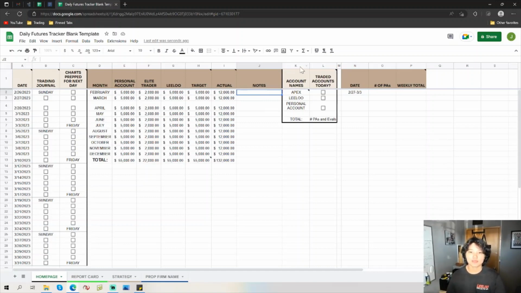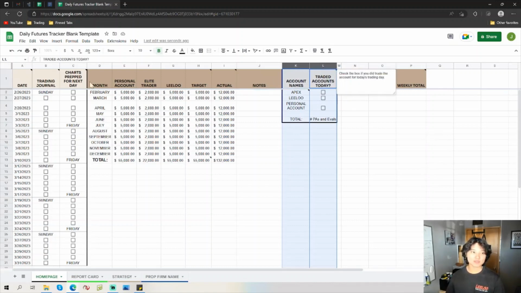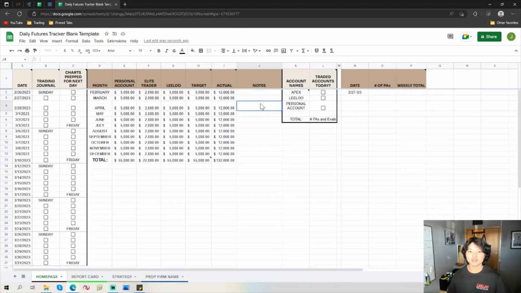And then K and L is going to be actually a daily thing. So I wanted to keep these two together, but I like the change in color to kind of pop it out a little bit more. But pretty much, yeah, every day you're gonna update this manually. So did you trade your Apex accounts? Did you trade your legal accounts and your personal? Oh, you didn't trade your personal account? No worries, then just uncheck it.